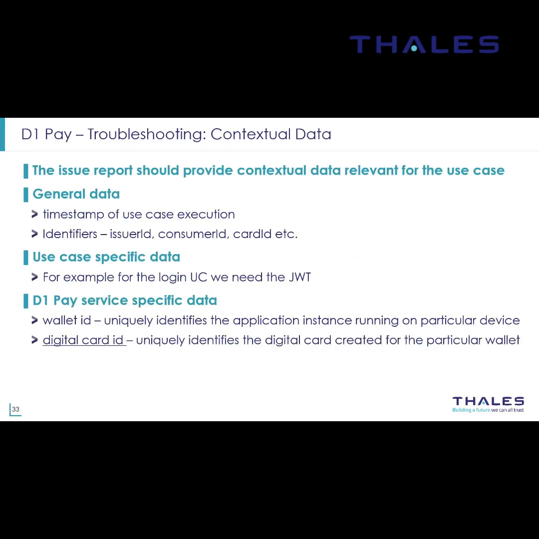Troubleshooting, contextual data. To help us understand your error quickly, we also ask for contextual data such as timestamps, issuer ID, or other IDs to filter our logs. In other cases, we might ask you for data you have generated such as the JWT to compare to what the D1 backend is expecting for successful API calls. Finally, for D1 Pay specifically, the wallet ID and digital card ID are of relevance. The wallet ID identifies the actual application instance running on a device, whereas the digital card ID uniquely identifies the card used in this particular wallet.